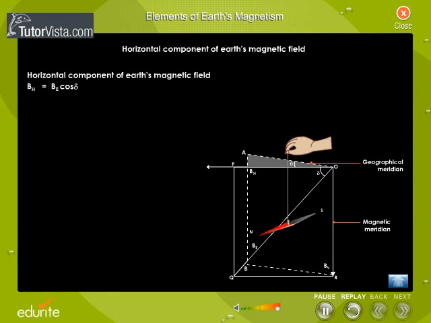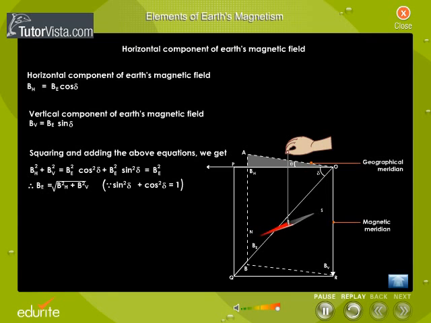From the figure, we know that horizontal component of Earth's magnetic field, BH, is equal to BE cos delta. Vertical component of Earth's magnetic field, BV, is equal to BE sin delta. Squaring and adding equations, we get BH square plus BV square is equal to BE square cos square delta plus BE square sin square delta, that is equal to BE square. Therefore, BE is equal to root of BH square plus BV square, because sin square delta plus cos square delta is equal to 1.